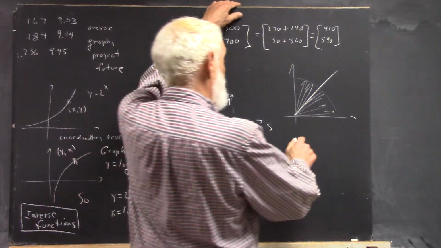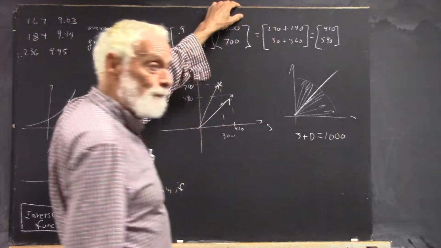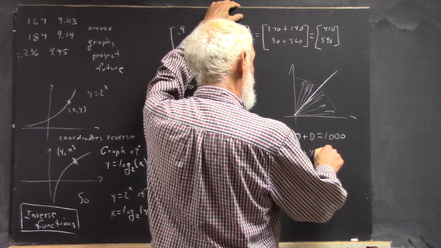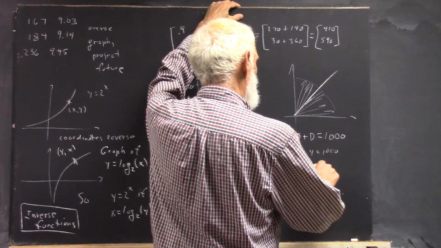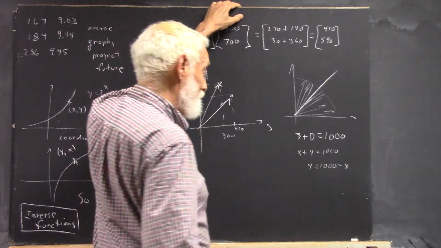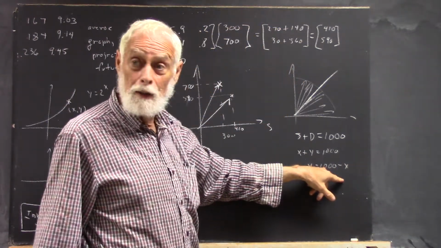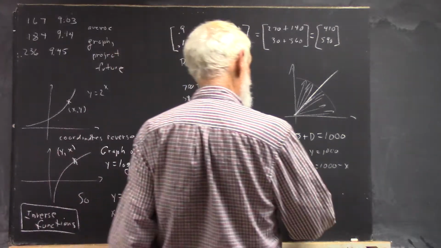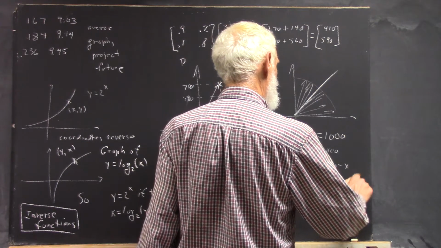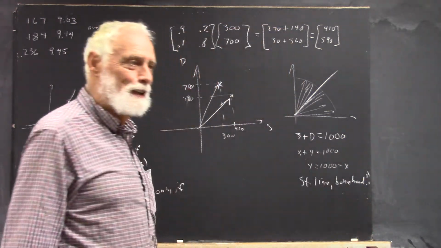What do we know? We know that S plus D is always 1,000, right? Mm-hmm. Well, if that's your X and that's your Y, then Y equals 1,000 minus X, which is a straight line with y-intercept 1,000 and slope -1, right? Mm-hmm. Straight line, Bonehead. Talking to myself about that, okay?